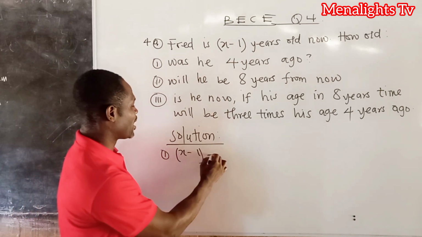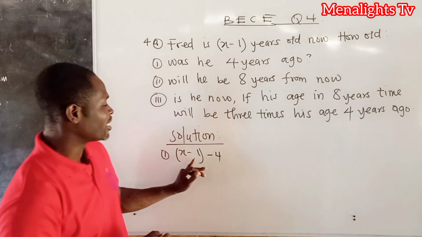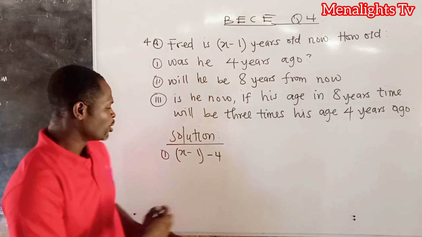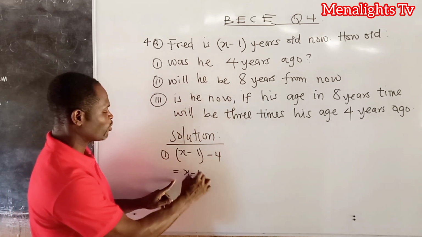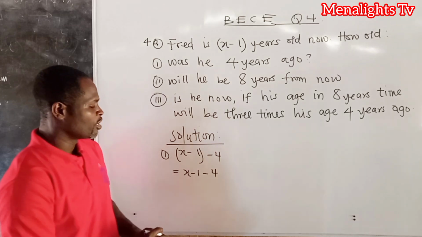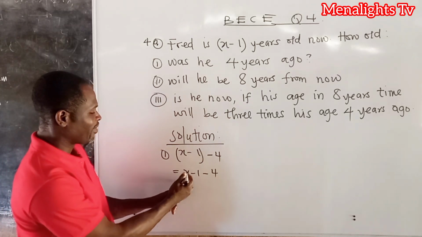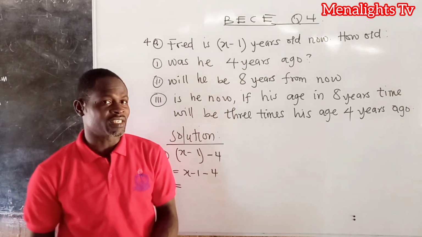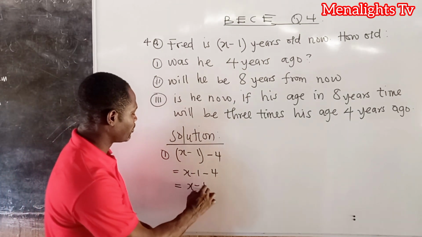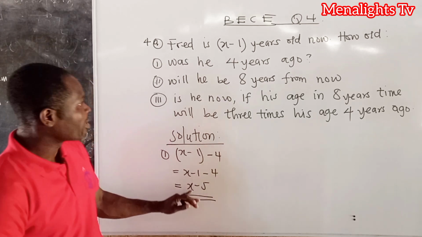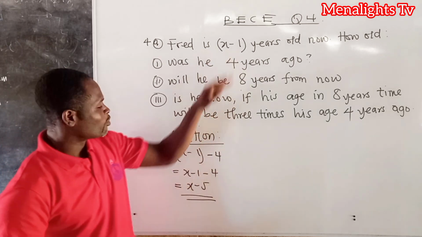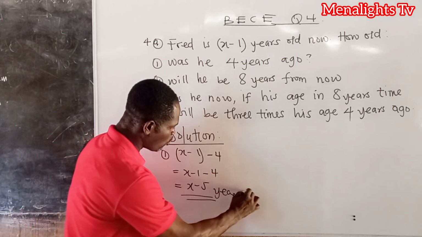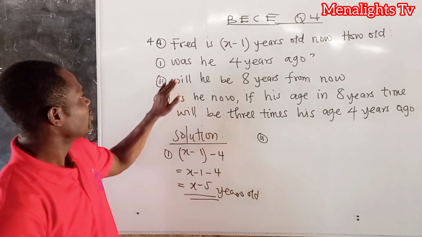So that's x minus 1 minus 4, because right now he's x minus 1 years old. So 4 years ago, you have to subtract 4 from it. So we have to break this down. We have x minus 1 minus 4, which will give us x minus what? Minus 5. So that will give us x minus 5. Which means that 4 years ago, Fred was x minus 5 years old.